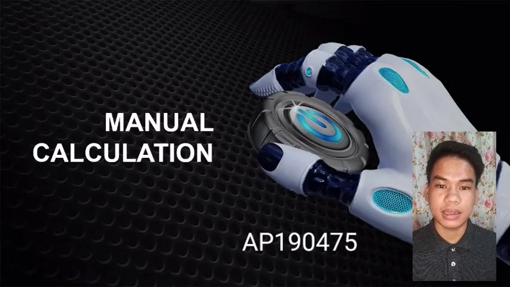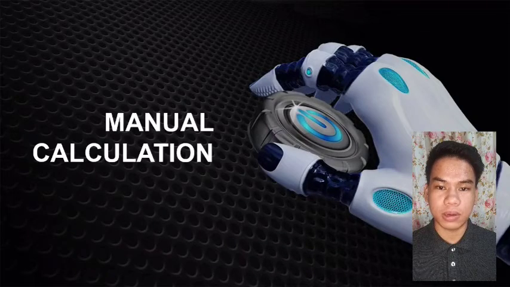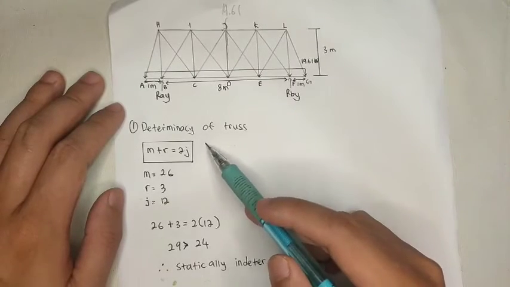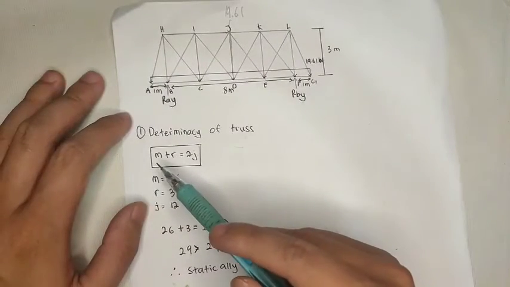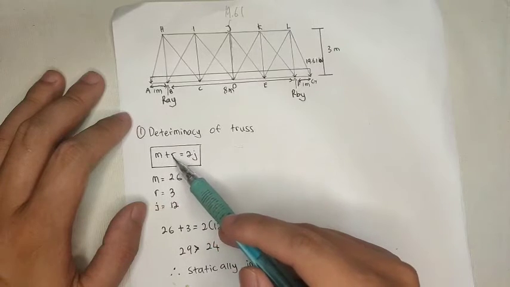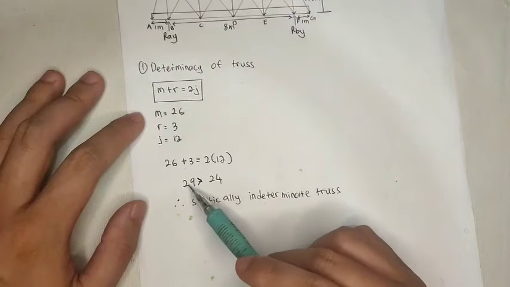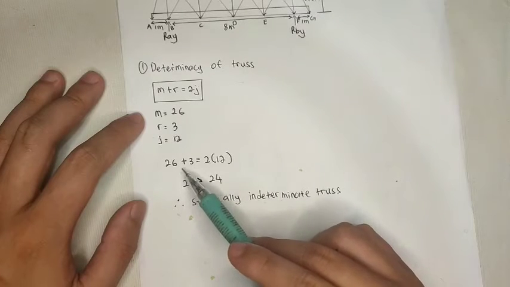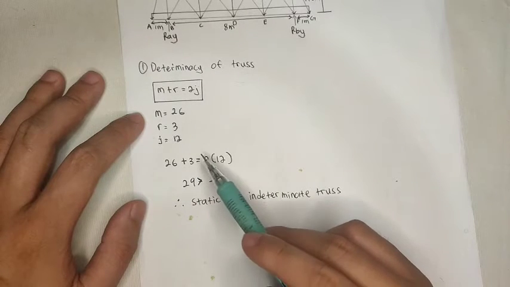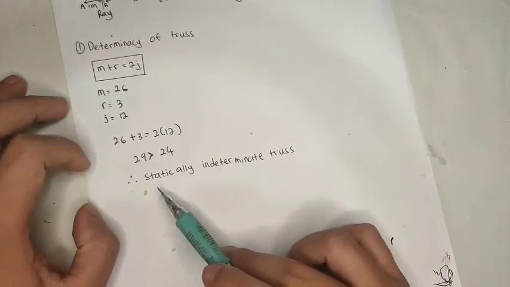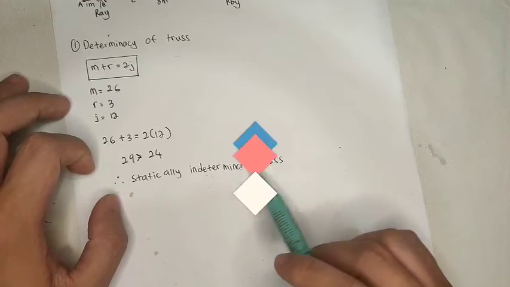AP190475. In our project, I will present the manual calculation. The first step is to find the determinacy of the truss. The formula that we use is m plus r equals 2j. The final result we get is m plus r is bigger than 2j, so it is a statically indeterminate truss.